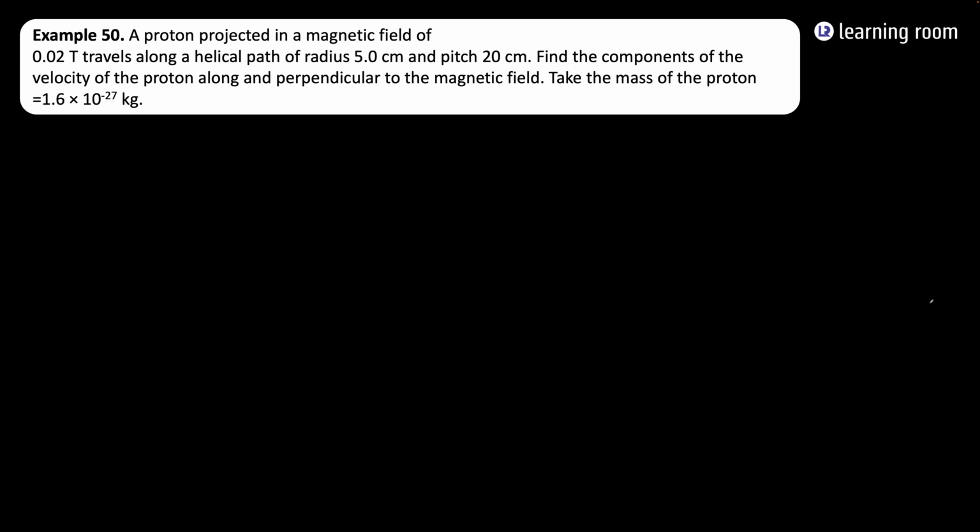So what is the formula for radius of a helical path? R is equal to mv sin theta divided by qB. So v sin theta will be the perpendicular component. mv sin theta by qB, you know mass of proton 1.6 into 10 power minus 27. You know the charge of proton. You know the magnetic field. Just substitute, calculate the value, you will get the answer.